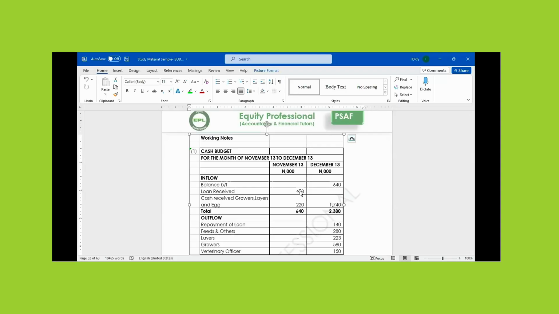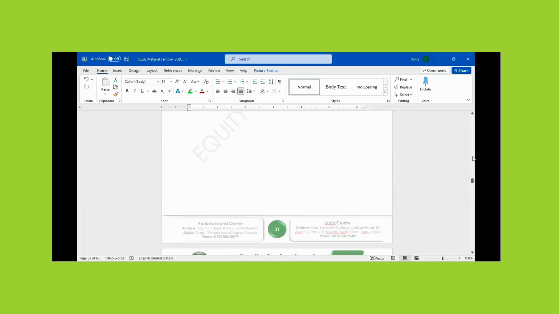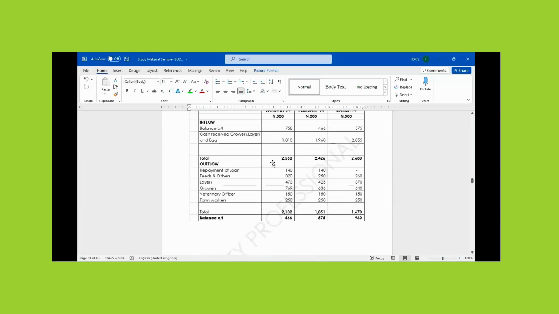The repayment of the loan, we are going to pay in 3 equal installments. 420 divided by 3 is 140. In December, under the outflow, can you see repayment of loan, 140? We go to our main solution, under the outflow. In our main solution, under the outflow, repayment of the loan, January, 140.